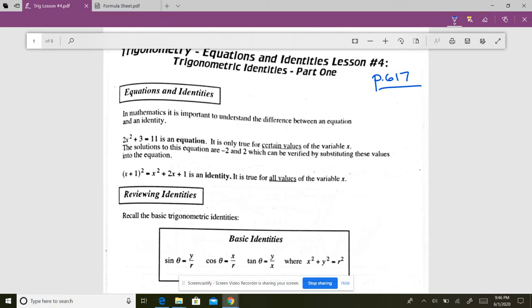An equation is something that looks like this, and like it says here, it's true for certain values. This equation is only true for when x is negative 2 and 2.